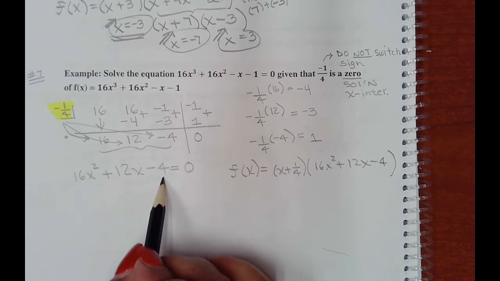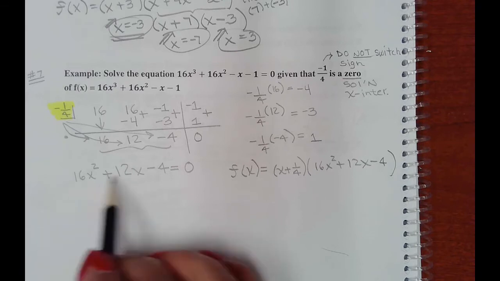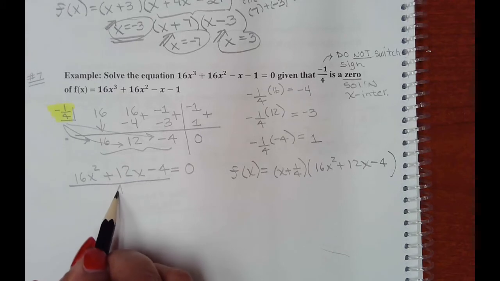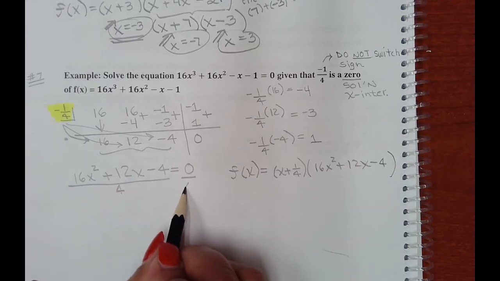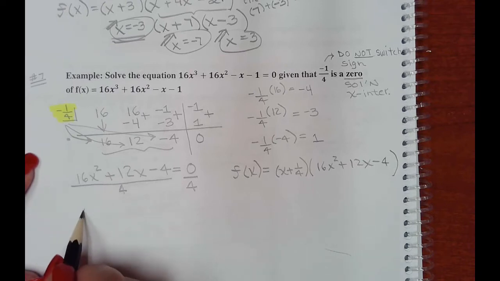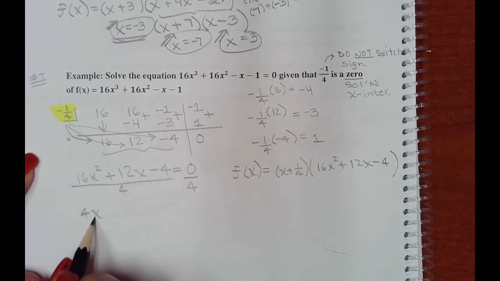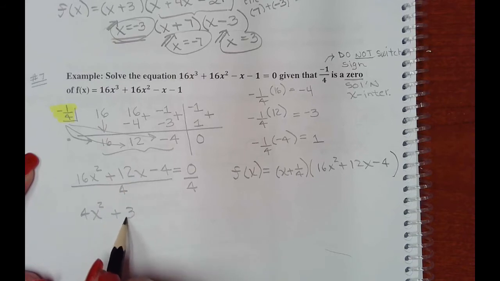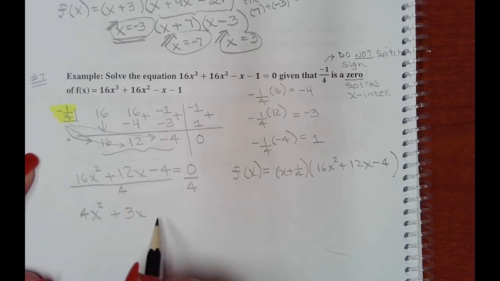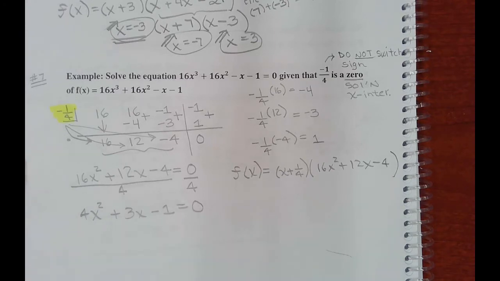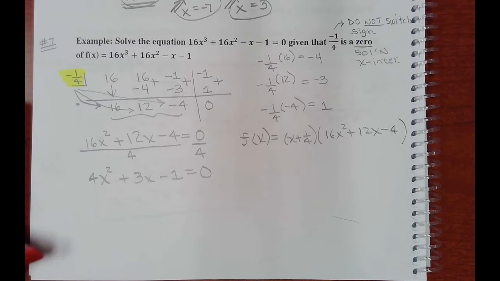So what I think I would do here is try to minimize the size of these coefficients. I see that 4 goes into each one of these, and I could make the numbers smaller and more manageable by dividing 4 into every single term here. So 4 goes into this 4 times, leaving you with 4x squared. 12x divided by 4 is 3x, and then negative 4 divided by 4 is negative 1. So at least you have smaller numbers to work with.